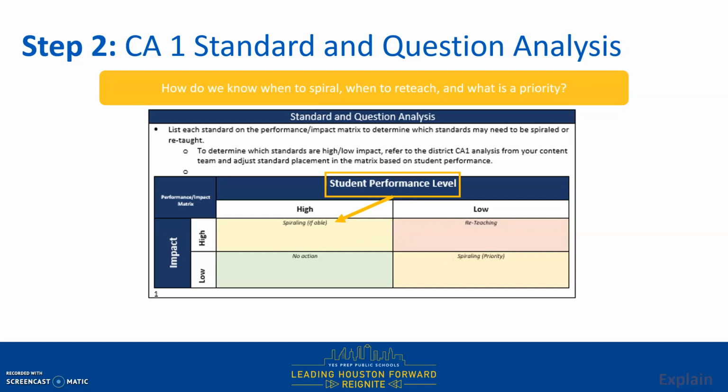If students performed well, you then consider the impact. And if it's high impact, then you're going to want to spiral when you're able to. If students performed well and the impact is low, then there's no further action required. So again, this is just a helpful tool to help you see what skills, what standards, what TEKs need to be addressed, and what would be the best approach in addressing it when you're considering spiraling versus reteach.